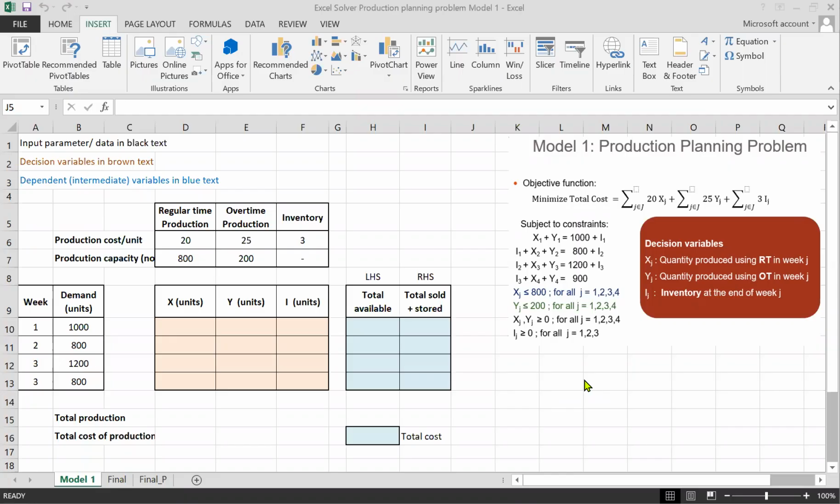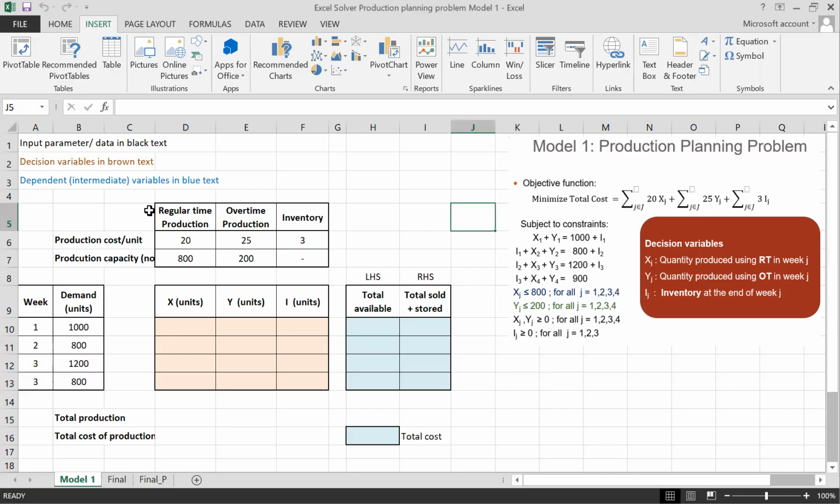Hello friends, in this video we are going to solve production planning problem model 1 using Excel Solver. This model we have discussed in class. In this, our objective is to minimize total cost of production subject to flow balance constraints: total availability is equal to total demand plus inventory, capacity constraints and non-negativity constraints.